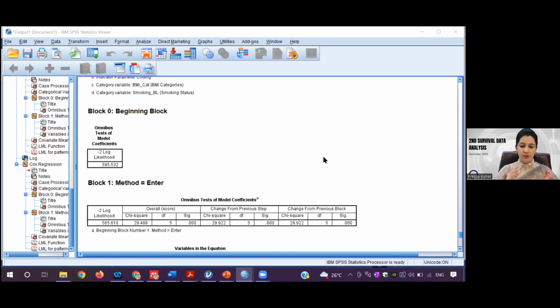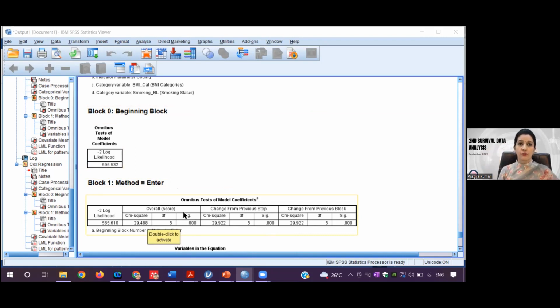Okay, so I hope now you got it. This -2 log likelihood, you can take it as a proxy indicator of residual, because with the application of the model, it has decreased this residual by 29.488. That means now your model is accurate and its value is also significant.